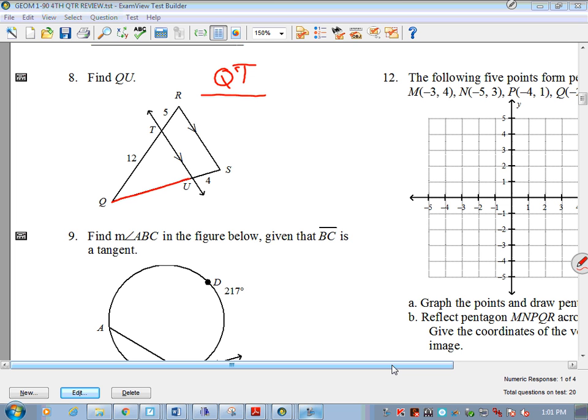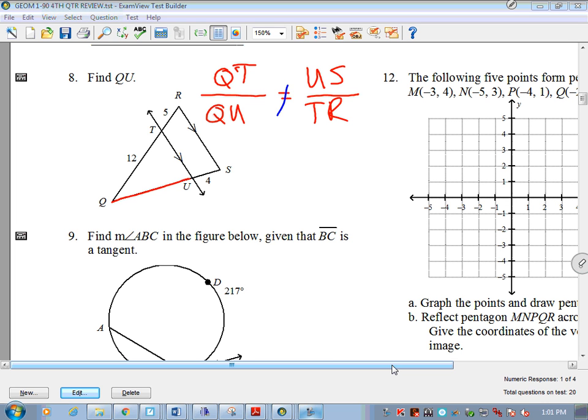QT over QU equals, if I'm going to do QT over QU, then I'm going to do TR over US. Okay? Does that make sense? What I cannot do, let me just make sure that this is clear, I cannot start off with QT over QU and then jump to US over TR. Okay? Do we get that?